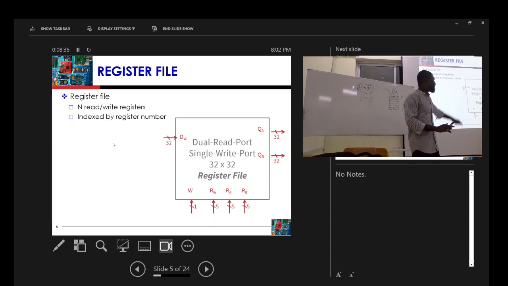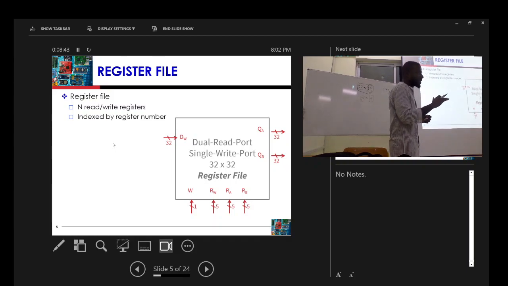So if you see the WR over there, WR just means the write address. Very important, write address. So the write address is 5 bits. So I can give it a 5 bit number, and then that 5 bit number will indicate which register within the register file is being written to, right? Why is it 5 bits?